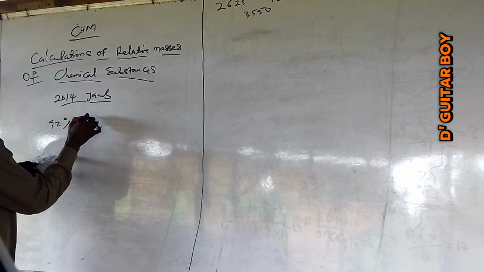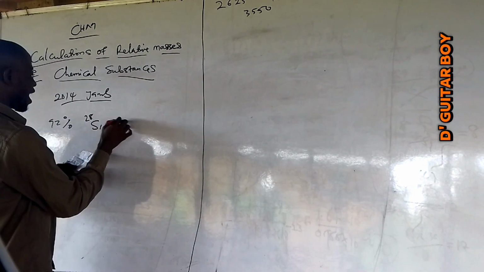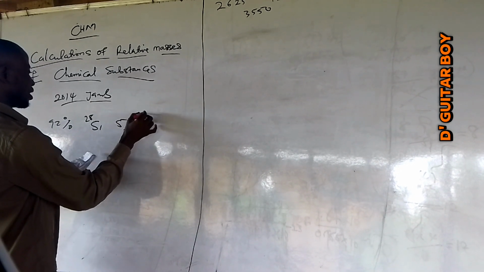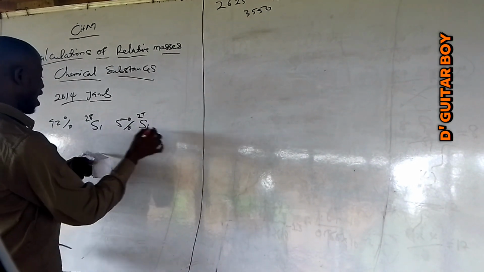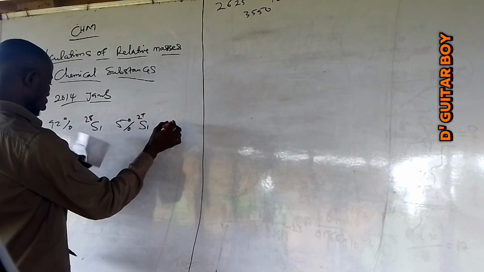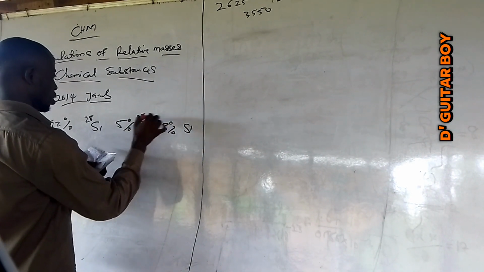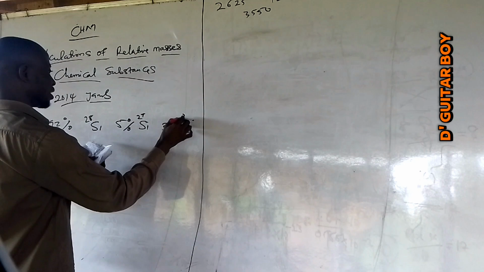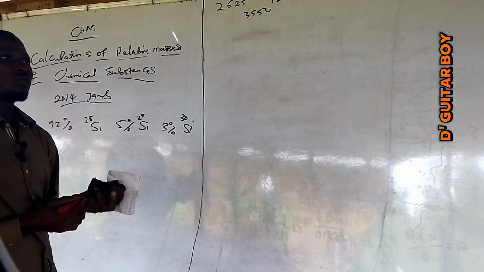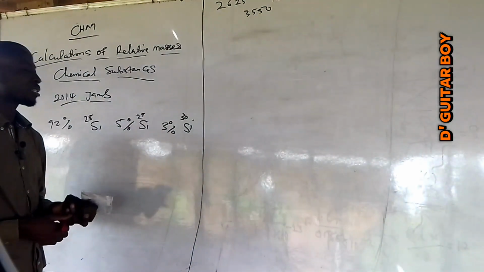silicon 28. This is one isotope, and it also has 5% silicon 29, and it also has 3% silicon 30. Now calculate the relative atomic mass of the silicon. How do you calculate the relative atomic mass of the silicon?